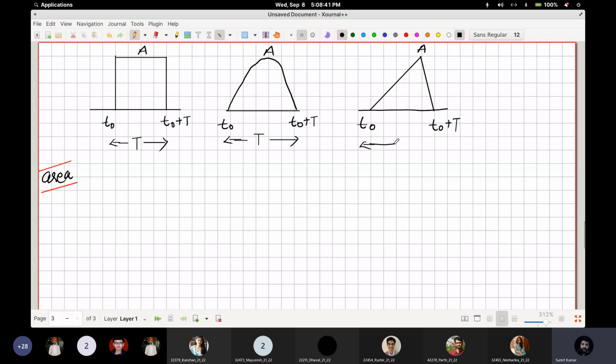What will be the area of this sine wave? And what is the area of the triangle? Can anybody tell me how much area will be in the triangle? It's half into base into height. Base is T and height is A, isn't it? Yes sir. So this will be half AT. What will be the area of the sine?